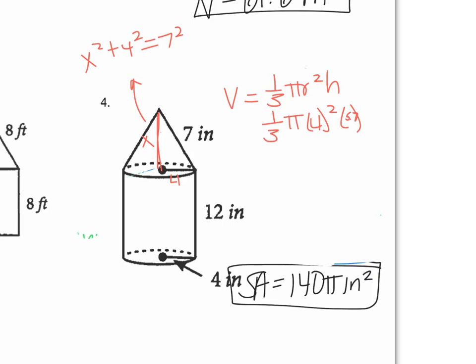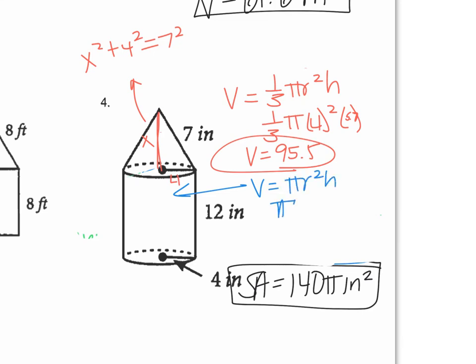So now I can type all of that fun stuff in my calculator. I can do 1/3 times pi times 4 squared times 5.7. I'm going to end up with 95.5. Lightly circle so I know where it is. I'm now going to find the volume of my cylinder, which is pi r squared h. My radius is 4. My height is 12. So in my calculator, I would type pi times 4 squared times 12, and I get 605.2.